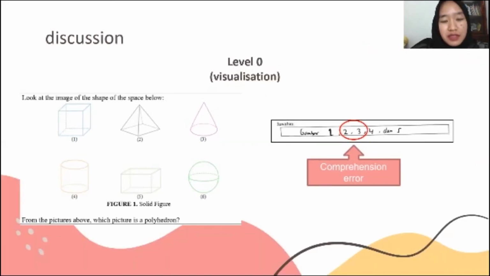Discussion. From the figure, we can see there is only one student who failed answering the question. So the student was not successful in passing level 0. Therefore, the student cannot continue to the next level. The error type is comparison error.